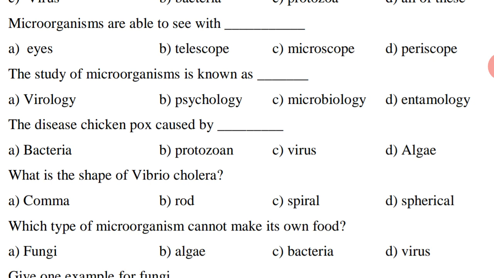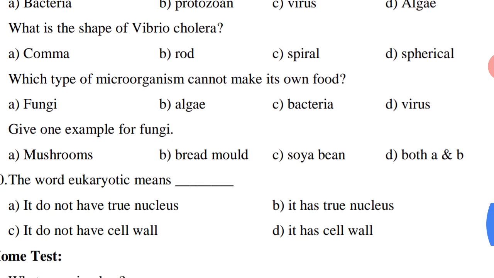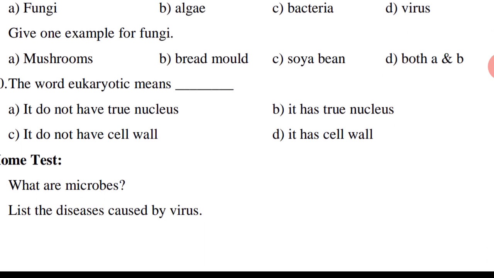Which type of microorganism cannot make its own food? We discussed, no? This is a type of microorganism. It lives as a parasite. So that you have to write, okay? Fungi, algae, bacteria, or virus. Give one example for fungi: mushroom, bread mold, soya bean, both A and B.